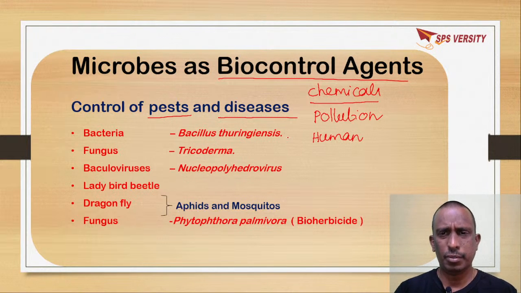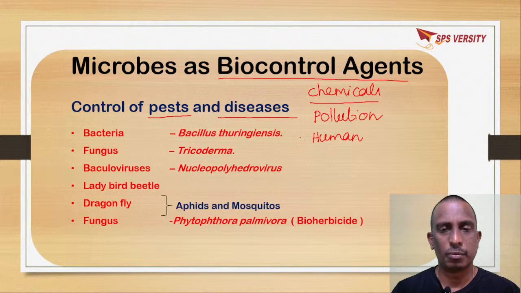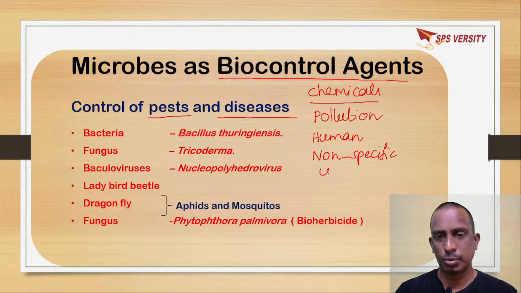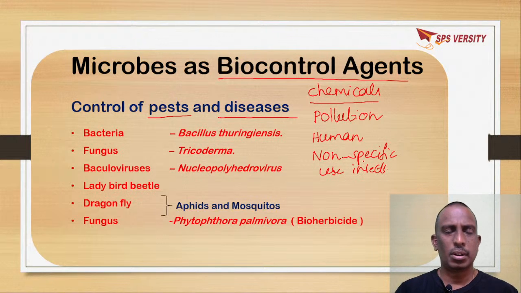okay, which are harmful, which cause pollution, and for the production of this chemical based one, a lot of energy is required, a lot of fossil fuels are required. Okay. And these chemical based ones are non-specific. Non-specific means they will kill the useful insects also, useful as well as harmful insects. So that's why they cannot be used for a long time. So here, to control the pests and diseases, there are many biopesticides, bioinsecticides.